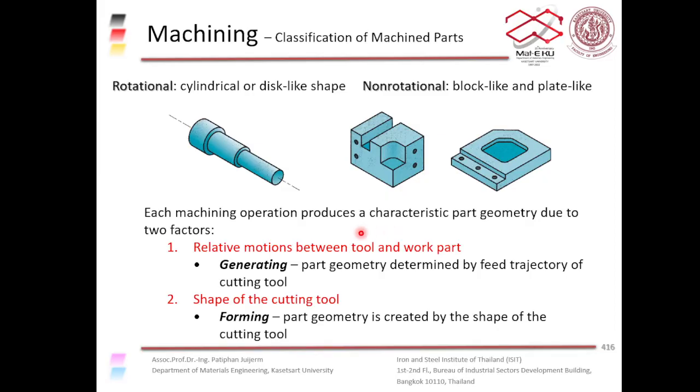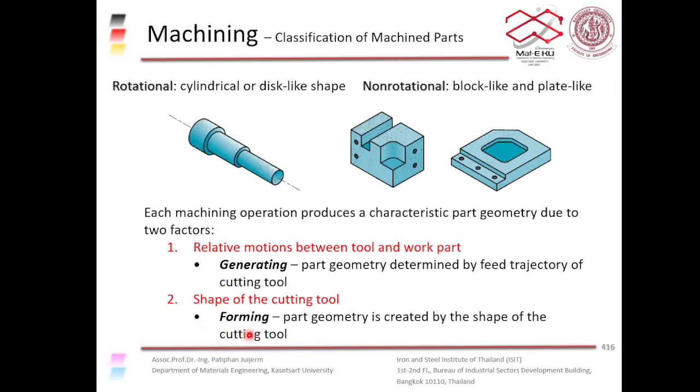Each machining operation produces a characteristic part geometry due to two factors. The first one is the relative motion between the tool and the workpiece. The second one is the shape of the cutting tool. The relative motion gives you the primary shape. This is for a generating process, where the part geometry is determined by the feed trajectory of the cutting tool. So you are generating a new surface by cutting into the workpiece.